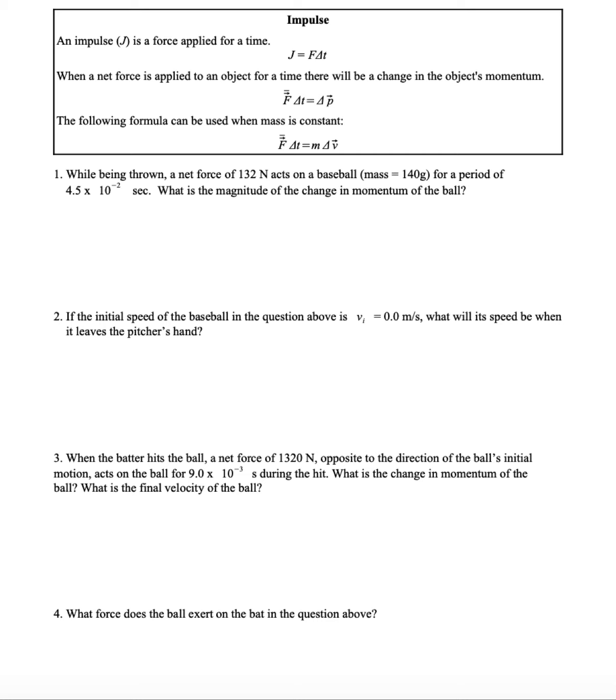Impulse is given the letter J. An impulse is a force applied for a time. When a net force is applied to an object for a time, there will be a change in the object's momentum. This can be expressed as F delta t equals delta p.